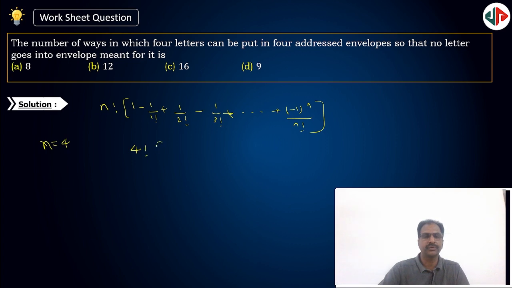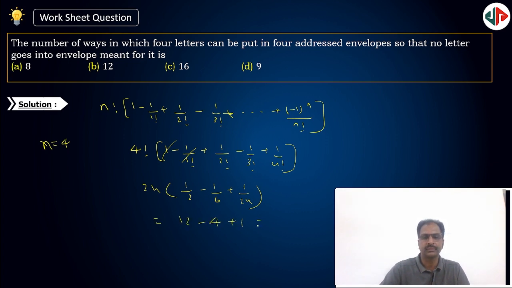So derangements: 4 factorial into 1 minus 1 by 1 factorial. Here n is 4, so you should write up to 1 by 4 factorial. So this is 24. These two get cancelled. This is 1 by 2 minus 1 by 6 plus 1 by 24. 24 into 1 by 2 is 12, minus 24 into 1 by 6 is 4, plus 1. Answer is 9, option D.